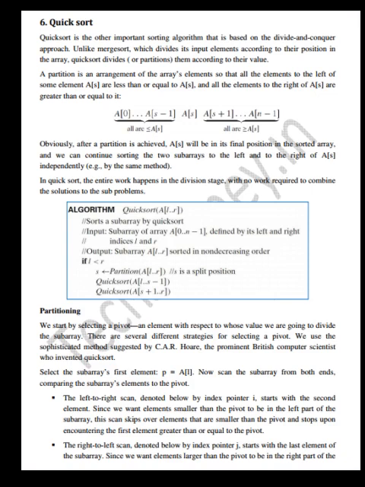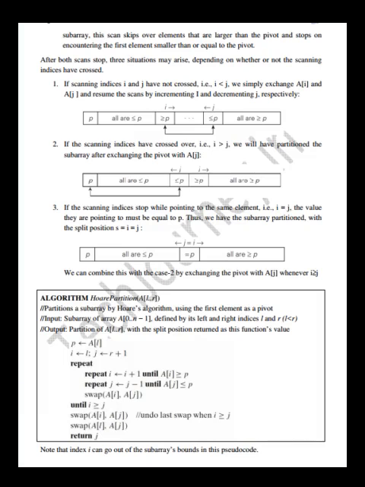The right to left scan, denoted below by index pointer j, starts with the last element of the sub-array. Since we want elements larger than the pivot to be in the right part of the sub-array, this scan skips over elements that are larger than the pivot and stops on encountering the first element smaller than or equal to the pivot. After both scans stop, three situations may arise depending on whether or not the scanning indices have crossed.